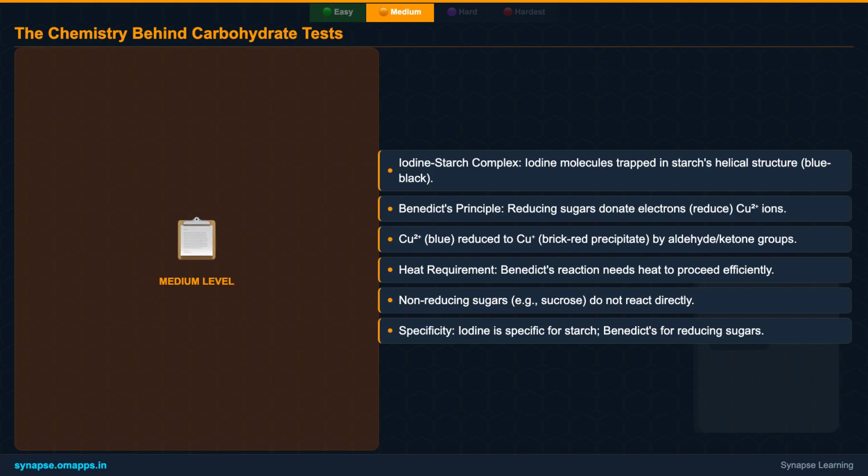For reducing sugars, the Benedict's test relies on a chemical reduction. Reducing sugars have special groups that can donate electrons. When heated in an alkaline solution, these sugars reduce the blue copper(II) ions in Benedict's solution to brick red copper(I) oxide, causing the dramatic color change we observe. This reduction reaction is key to identifying sugars like glucose.